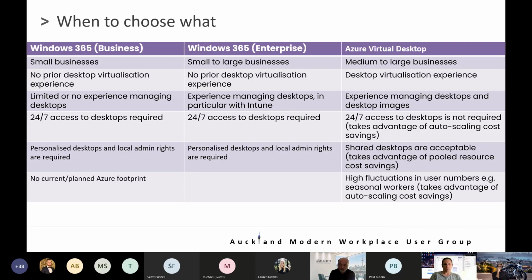24/7 access is not required. I say that because that's where you get the cost benefits. If you're not using auto scaling and cost savings that way, then maybe Windows 365 is a better solution there. Shared desktops is a requirement for that same reason. Pooling resources saves you a lot of money. And another really good use case is high fluctuations in users, people coming and going, seasonal workers, that sort of thing.